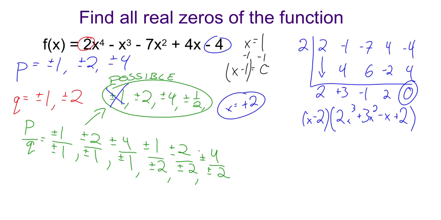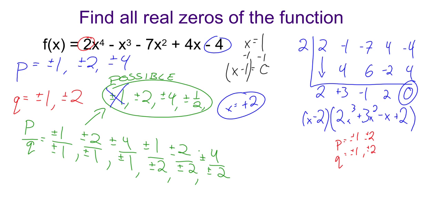Find your P's and find your Q's. If I could factor this, that would be absolutely great. I could factor it, I'm done. But I can't factor that. So what I do is the same thing over again. I find my P's and my Q's. My P's are plus or minus 1, plus or minus 2. My Q's are plus or minus 1 over plus or minus 2.